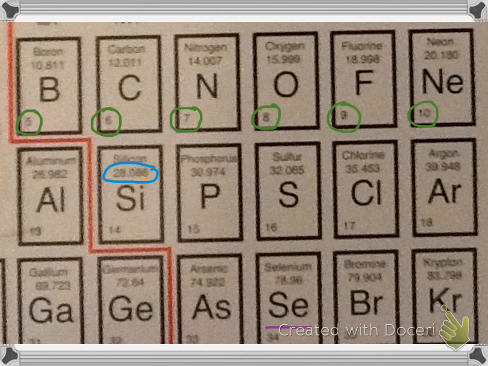Again, remember, these are decimals because we talked about that in our notes just yesterday. We talked about the fact that it takes into account all of the naturally occurring isotopes, what the mass of each of those isotopes is, and what their natural percent abundance is. So that's why they're not whole numbers.